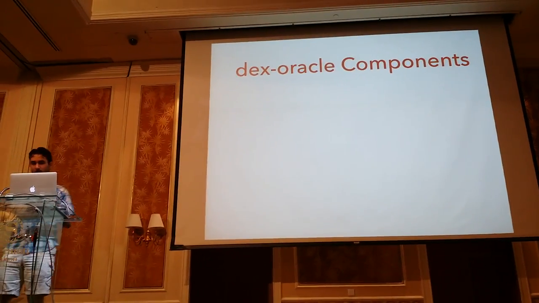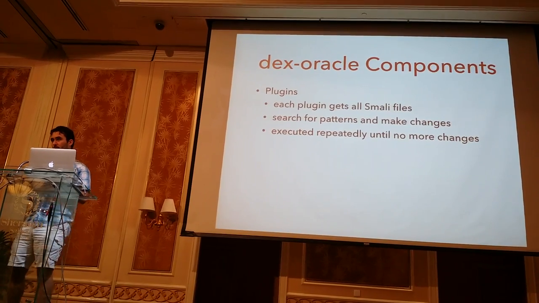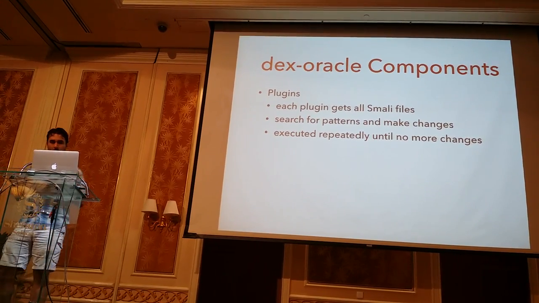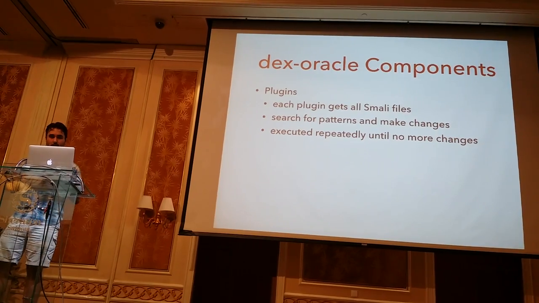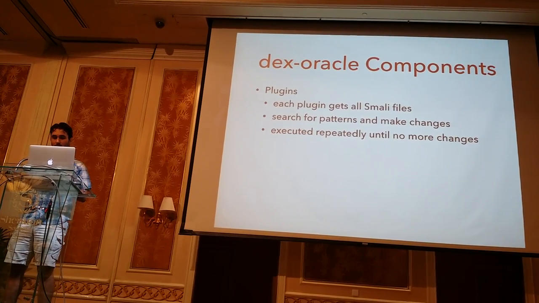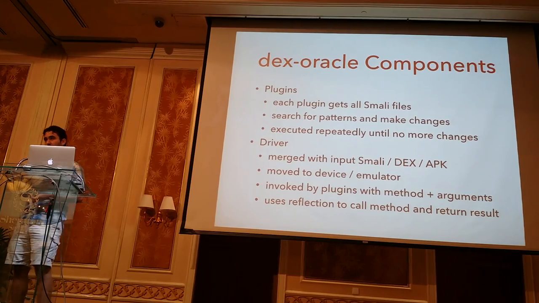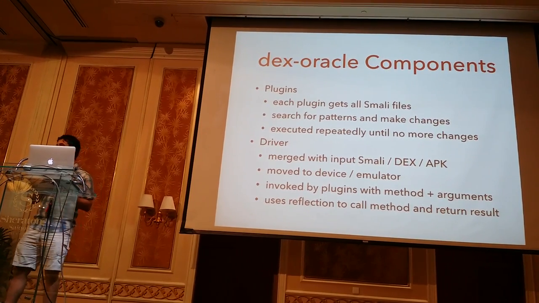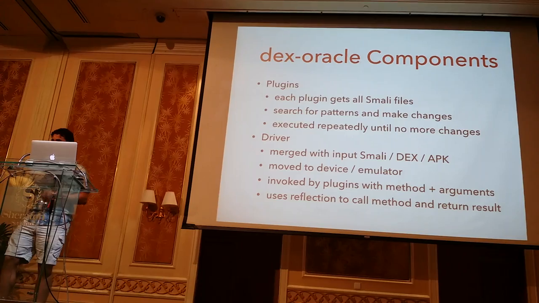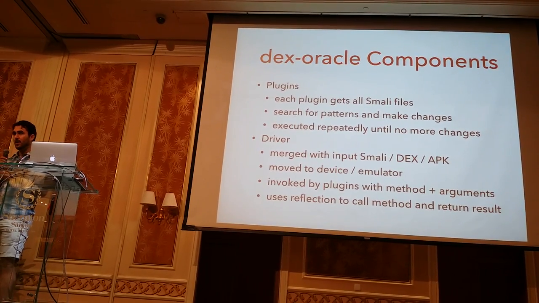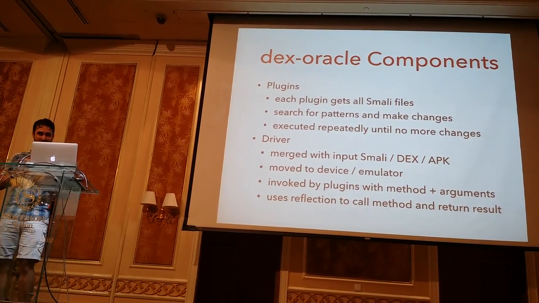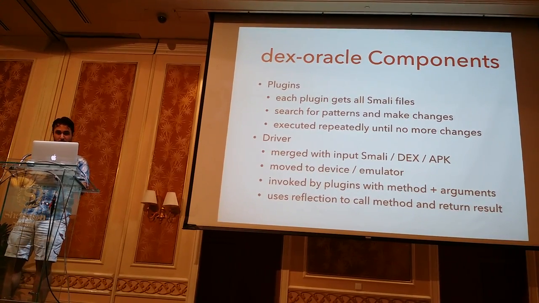So, just a high-level overview of the different components. DexOracle is broken up into plugins, and right now there are three plugins that handle generic string encryption. Each plugin gets the SMALI files, searches for patterns and makes changes, and it executes these plugins repeatedly until there are no more changes. The second part is the driver, and the driver is merged with whatever input SMALI or input DEX file or input APK you have. There's actually a tool in the Android SDK called DexMerge, which you can use to combine DEX files very easily. And if you use DexMerge, there's probably only about 10 people in the world that have ever used it, even though it's part of the SDK. There you go, now you guys know it.